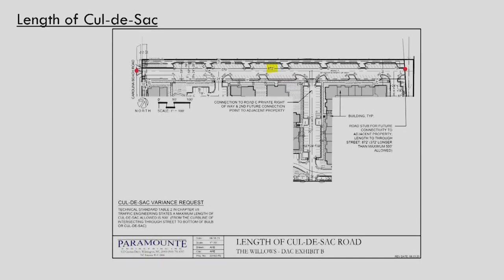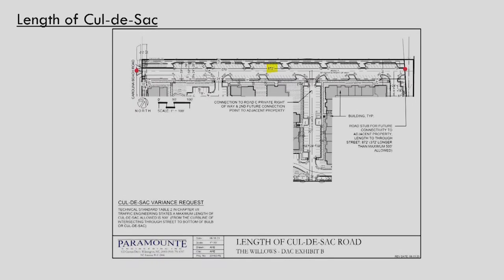The next length of cul-de-sac variance is really about the property dimensions itself. The 4 parcels are roughly 100 feet in frontage on Carolina Beach Road and about 872 to 875 feet deep. So by nature of the property itself, when we combine those 4 parcels, we only have 400 feet of frontage on Carolina Beach Road but the property is more than twice as deep.